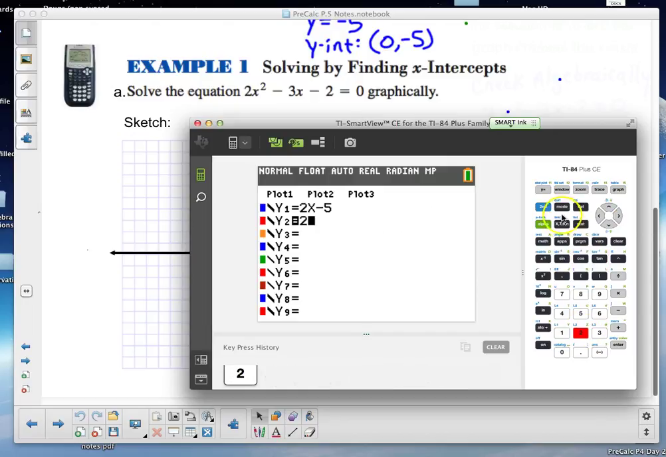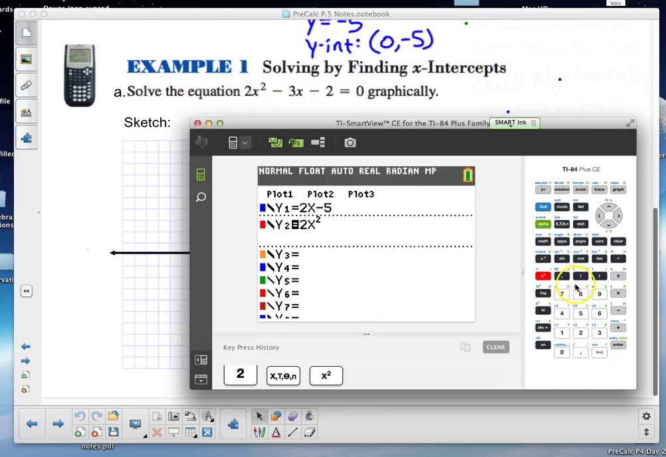I've got 2x squared and minus 3x minus 2. Okay, now solve the equation graphically, they asked me to do. So instead of having 0 here, I have this as my y, so y is equal to this.